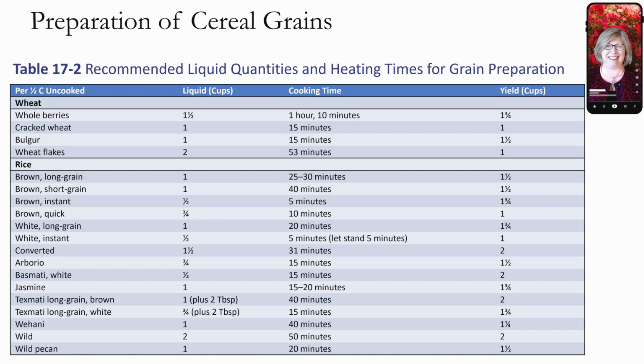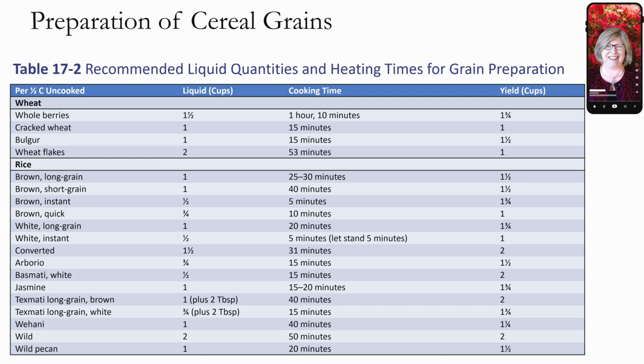Let's talk for a minute about the preparation of cereal grains. Table 17-2 shows you the recommended liquid quantity and the heating times for grain preparation. In each case, you start with a half cup uncooked grain. You're going to add a various amount of liquid depending on what grain it is, and then your cooking time can be drastically different. So always it will yield more than you start with because you're introducing liquid, the grain will absorb it and take on a greater volume.